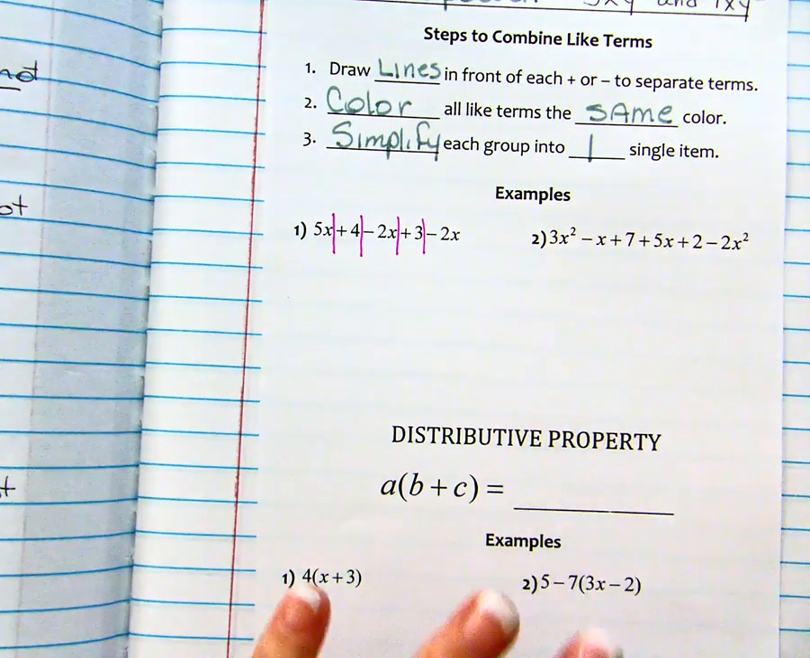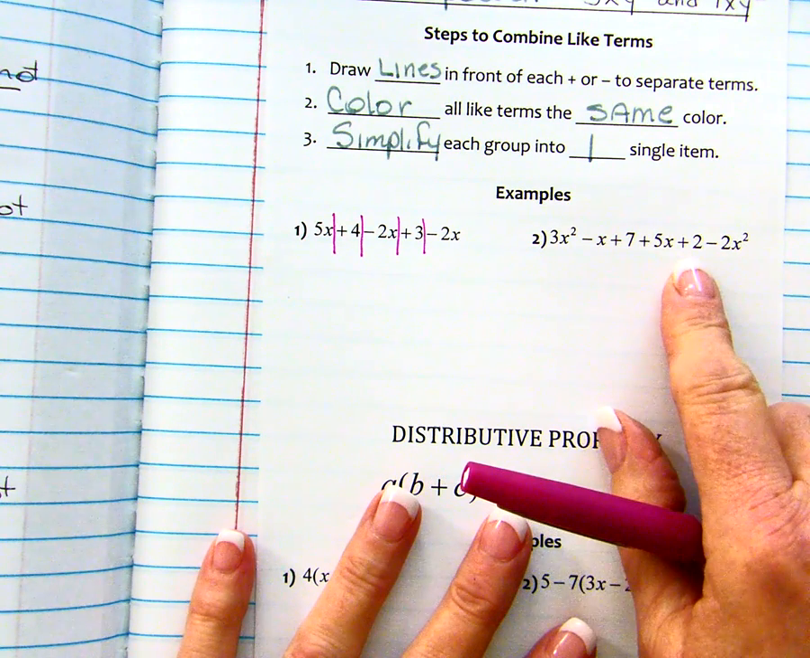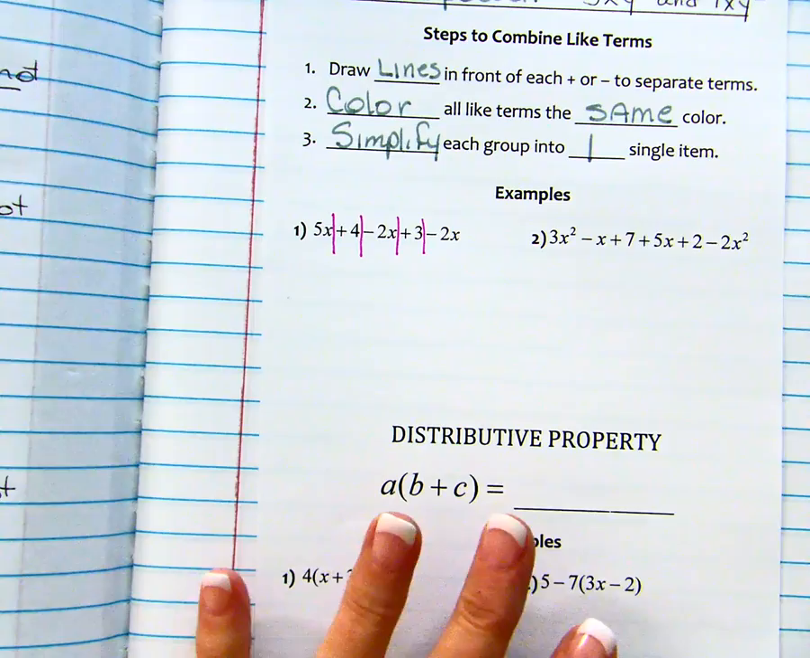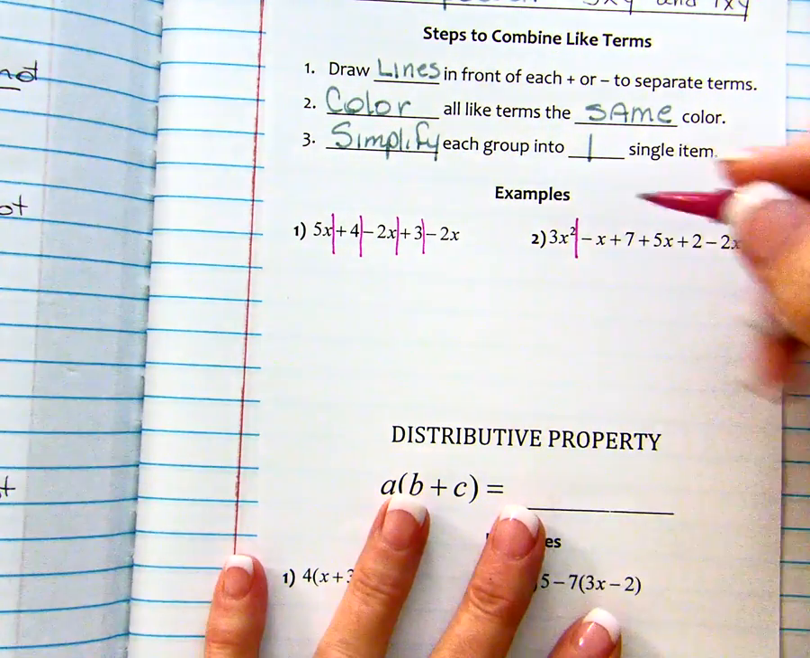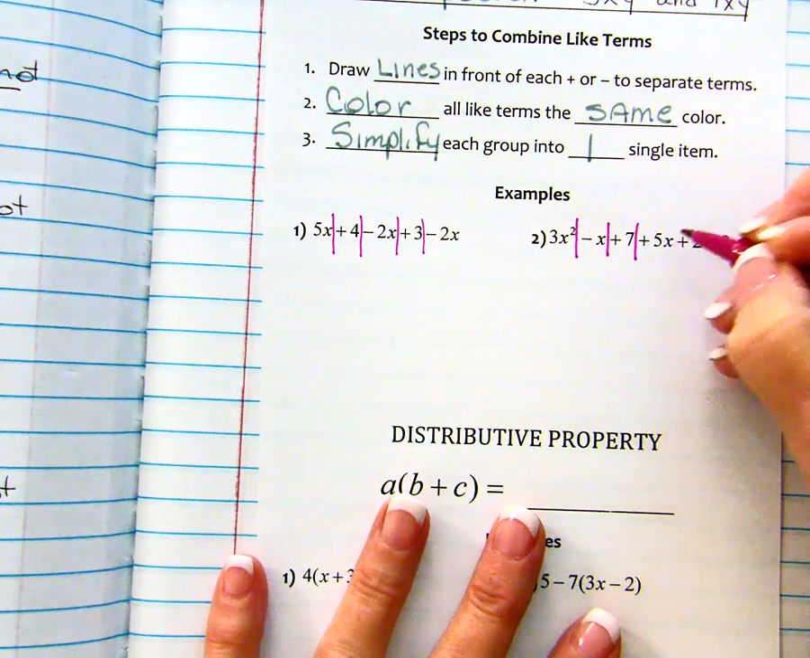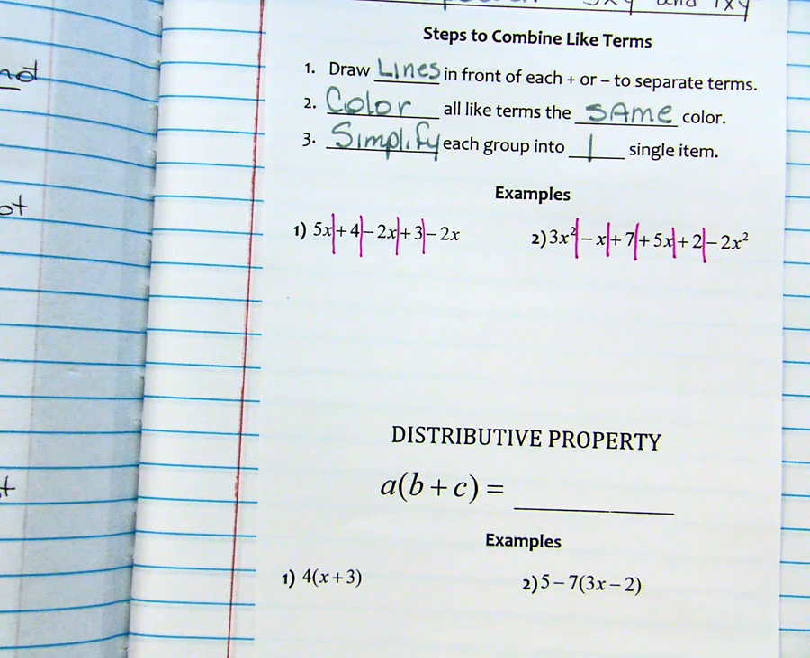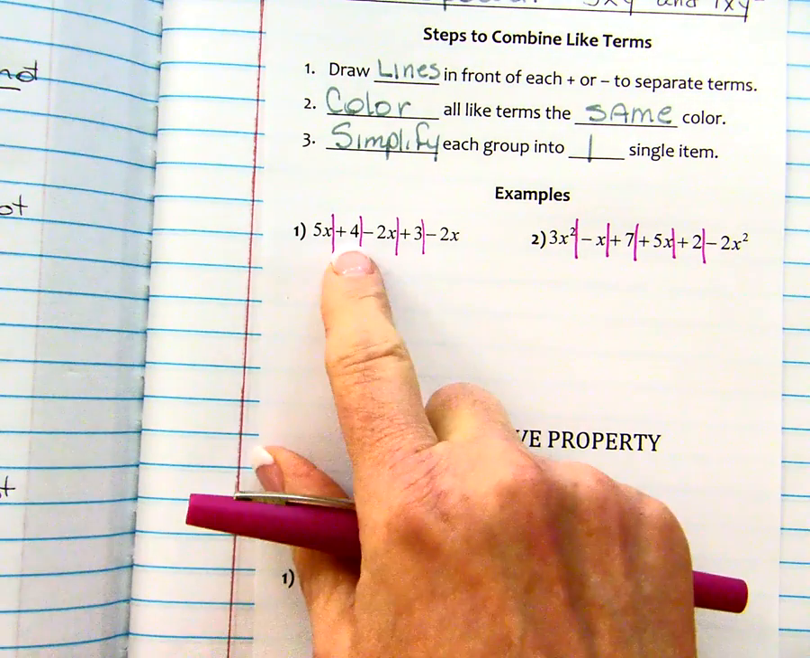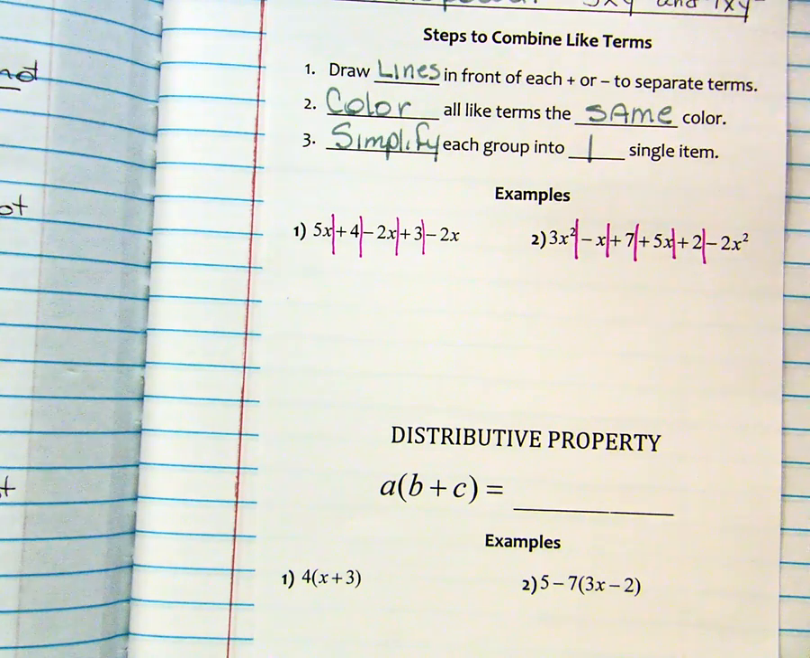For the second example, we have 3x squared minus x plus 7 plus 5x plus 2 minus 2x squared. Again, draw your line between that operation and the term before. So this is a negative x, a positive 7, a positive 5x, a positive 2, and a negative 2x squared. The sign always goes with the number behind it. The signs in front here, both of those are positive. Because they're positive, we do not have to write those down.